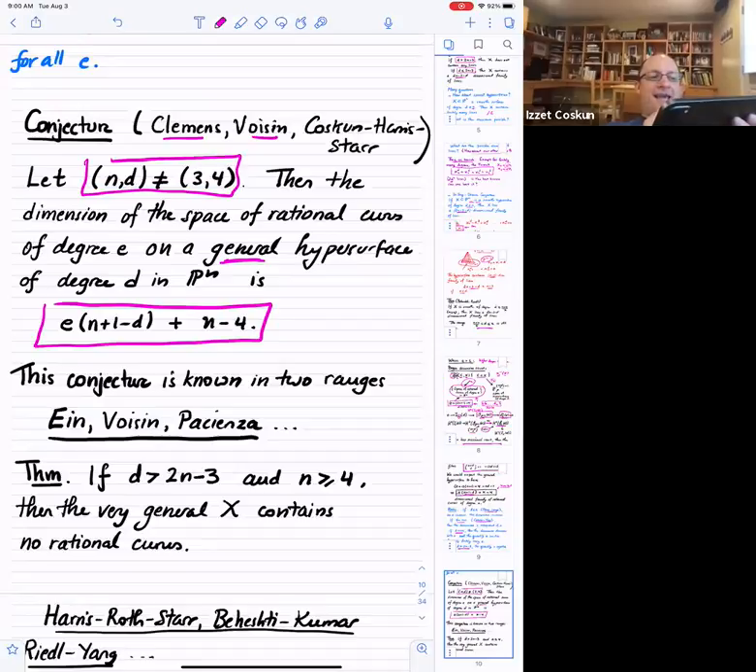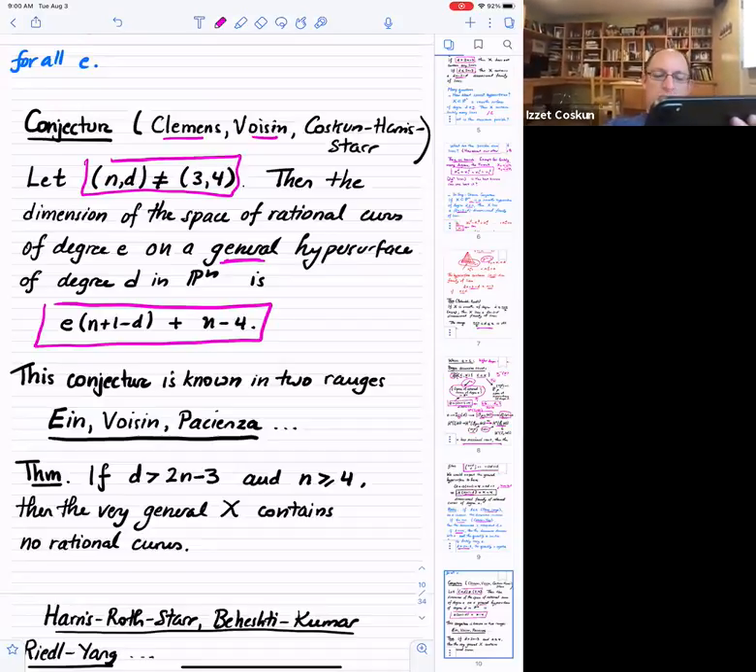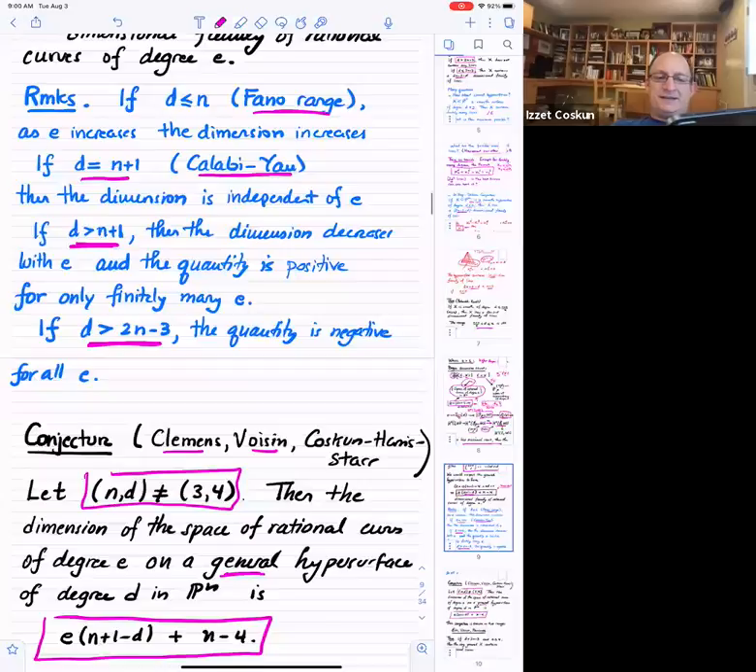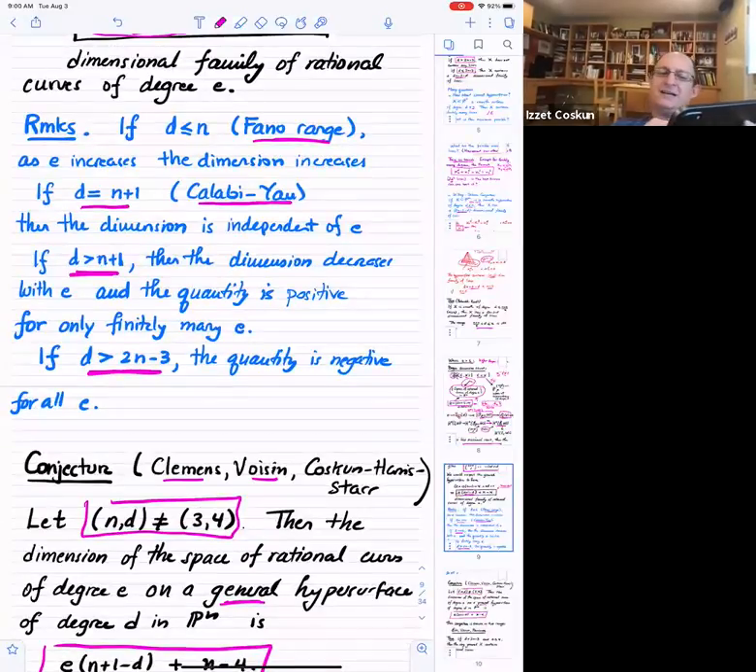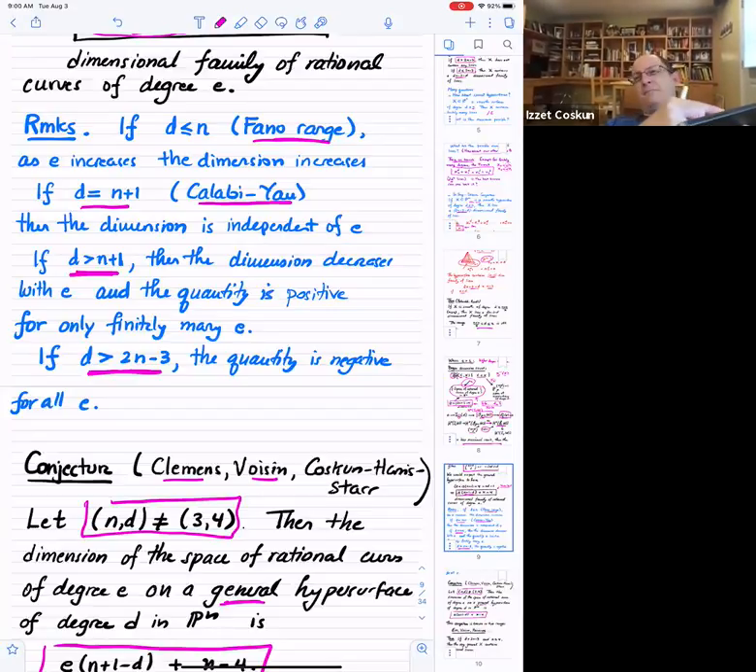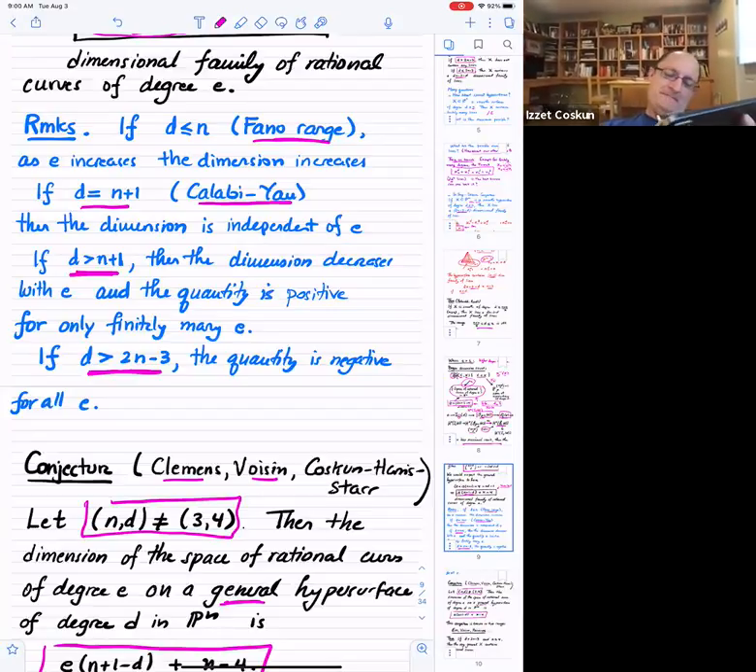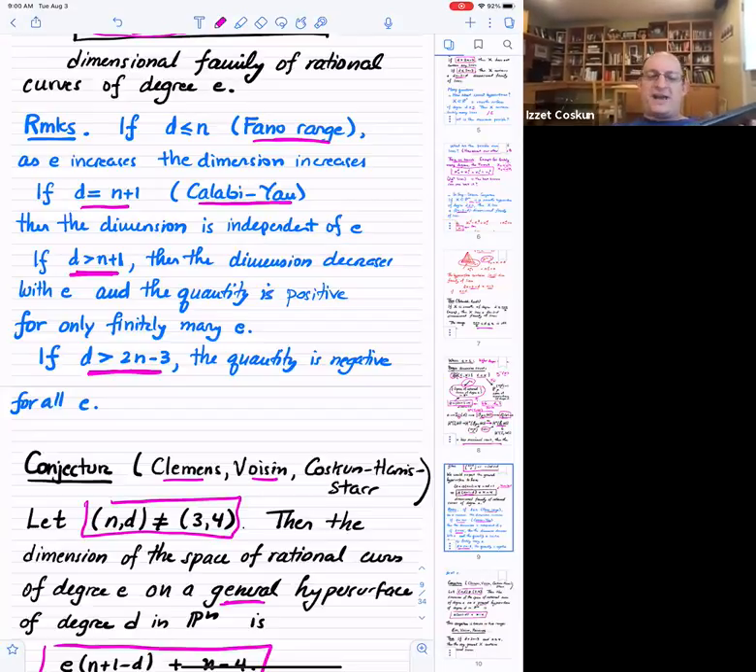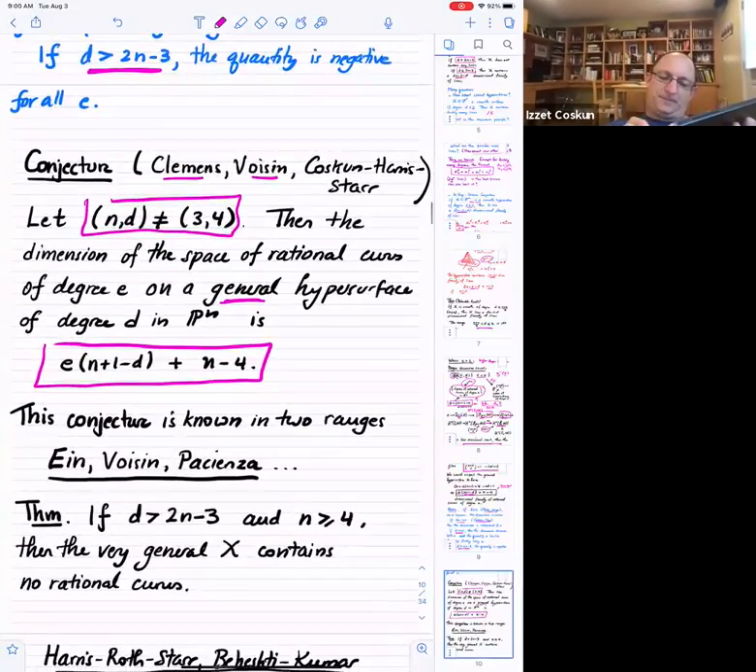So I'll say a few words about what's known about this conjecture. As we said, there are four ranges here. There is the Fano range, when there are lots of rational curves. There is sort of the Calabi-Yau range where the dimension of these spaces is constant. And there is a range where d is sufficiently large that there are no rational curves. And there's an intermediate range where there aren't that many curves, but some rational curves, okay? So there are these roughly four ranges. So let me tell you what's known.